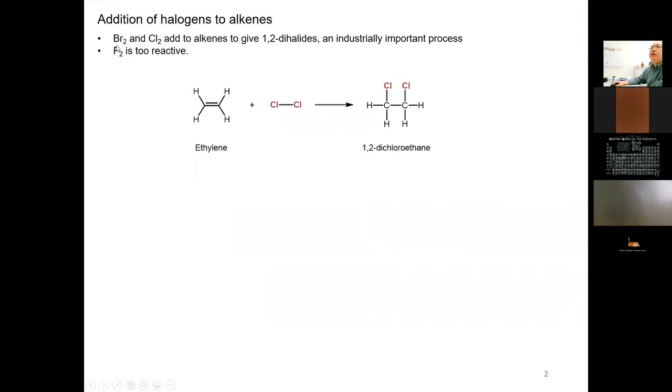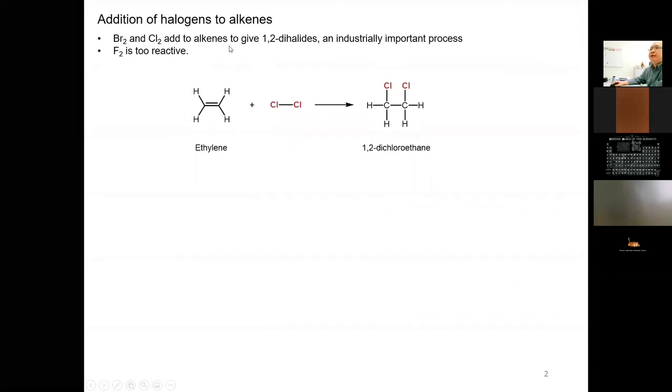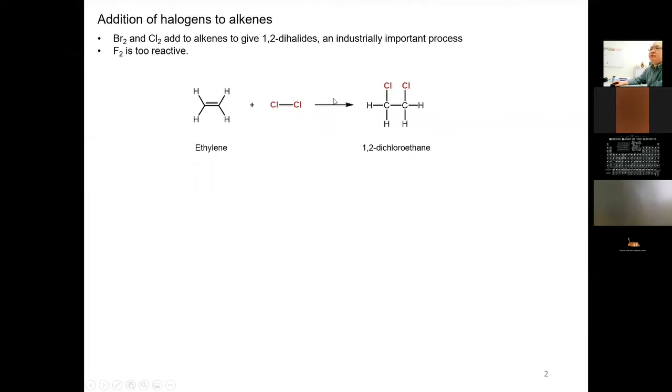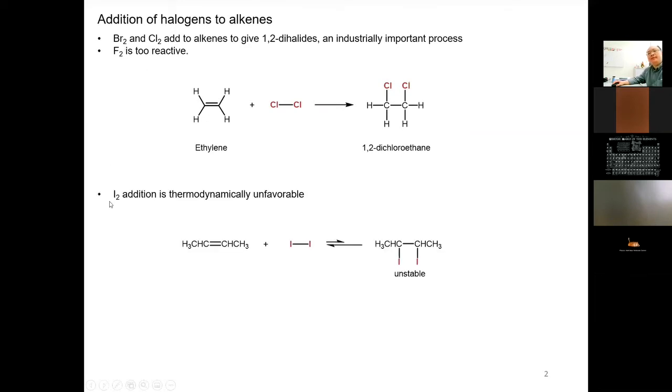So we know that bromine and chlorine add to alkenes to give 1,2-dihalides, and this is a very important process in industry, generating a lot of basic chemicals important for many industries. But people do not use F2 for the dihalide addition because F2 is very reactive and a very dangerous chemical. So how about I2, iodine? Iodine addition is possible, but it's thermodynamically unfavorable.